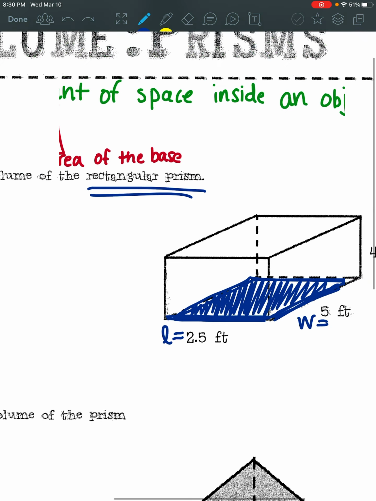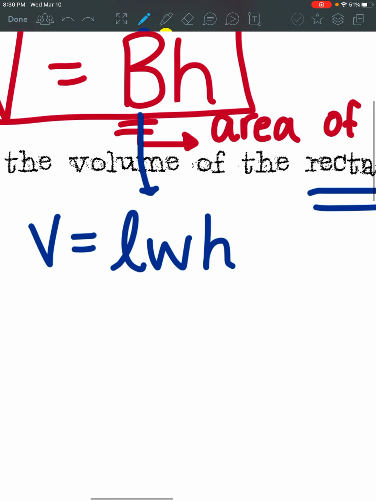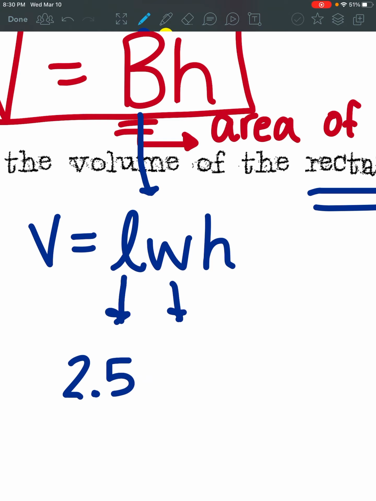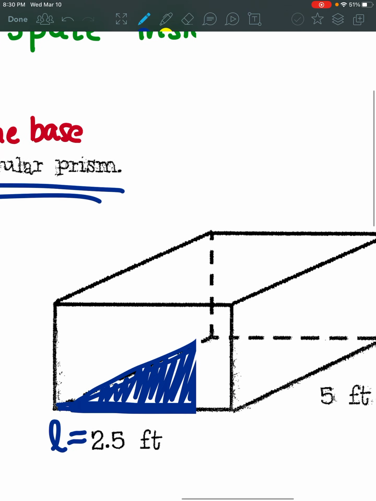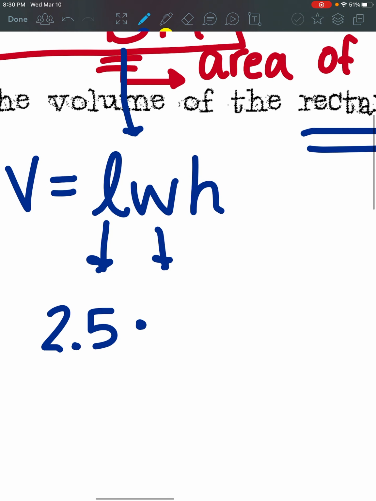Okay? So let's replace these variables into our formula. The length is 2.5. And remember, all of these are being multiplied, so I'm going to put multiplication symbols in between each number. The width is 5, and then the height is 4.5.